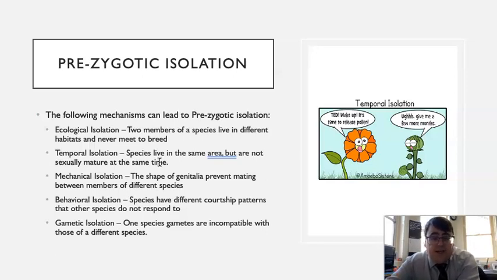Mechanical isolation is exactly what it sounds like. Species have different shaped genitalia. Those genitalia don't actually fit together, and hence they can't reproduce.